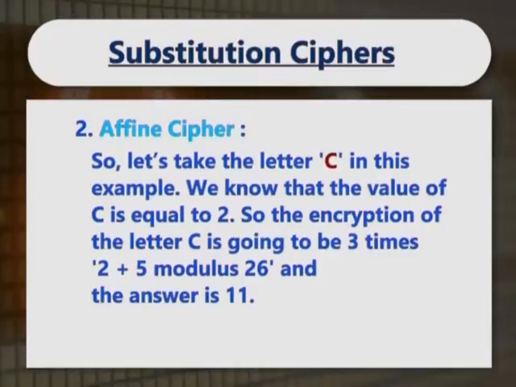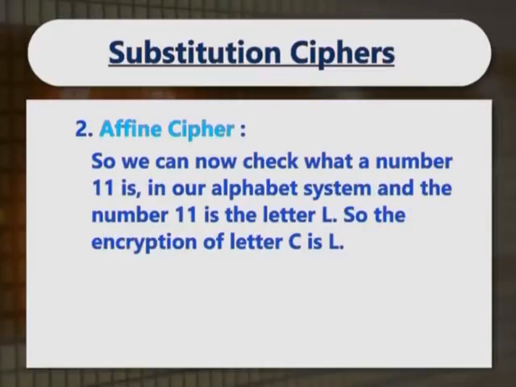We know that the value of C is equal to 2. So, the encryption of the letter C is going to be 3 times 2 plus 5 modulus 26, and the answer is 11. So, we can now check what the number 11 is. In our alphabet system, the number 11 is the letter L. So, the encryption of letter C is L.